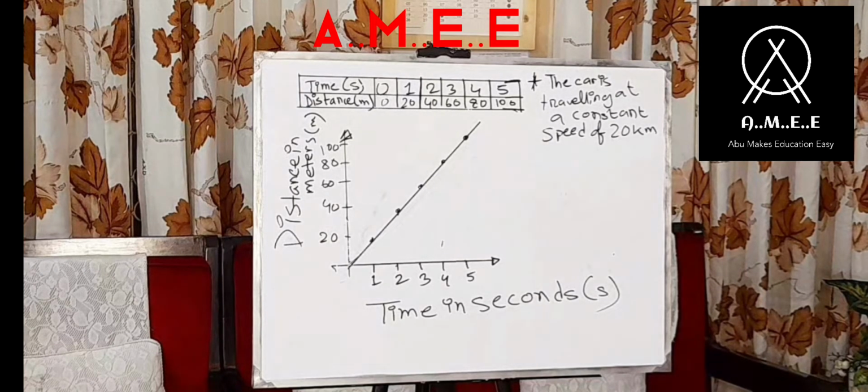for 1 second the distance covered by the car was 20 kilometers. For 2 seconds, the distance covered by the car was 20 meters. It should be meter, not kilometer. Let me correct it.